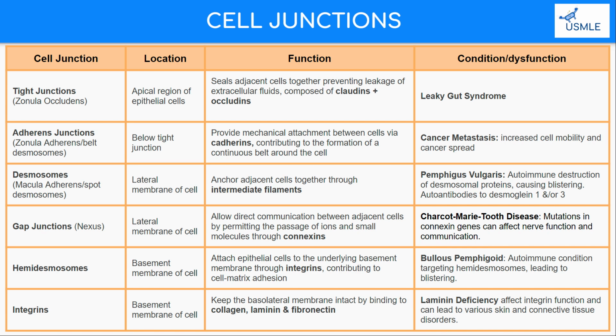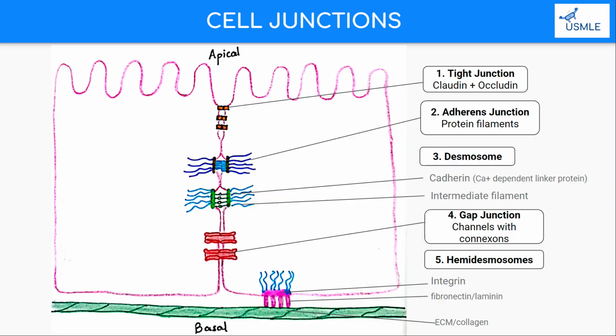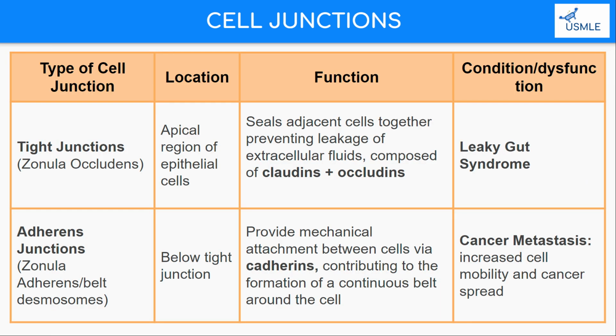There are 6 main junctions, namely tight junctions, adherens junctions, desmosomes, gap junctions, hemidesmosomes, and integrins. Notice we will be discussing how when each of these is compromised, it can lead to various conditions. Here is a diagram depicting all of the cell junctions and is useful for learning. Let's zoom into the table to begin learning.